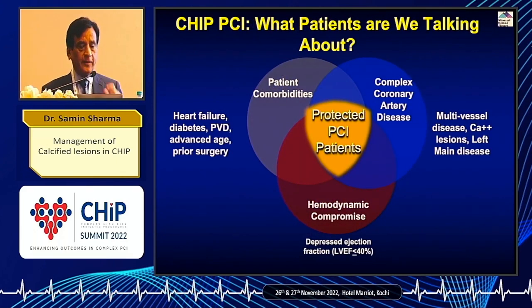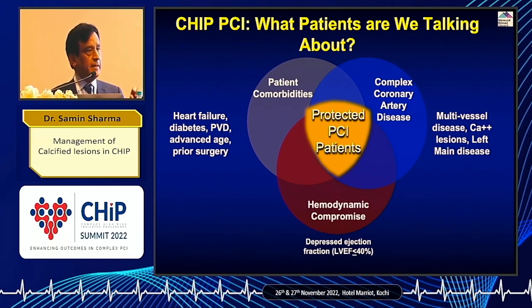So basically, what are we talking about? CHIP is not only the complex lesion, it is the patient itself. The patient has a lot of comorbidities, like heart failure, diabetes, kidney dysfunction, advanced age, and then the CAD, which is more complex: multivessel, calcific lesions, left main. Then hemodynamics, those in heart failure with borderline ejection fraction, whether it's 30 or 40 or below, and borderline hemodynamics, blood pressure 70, 80. Those cases constitute what we call CHIP.